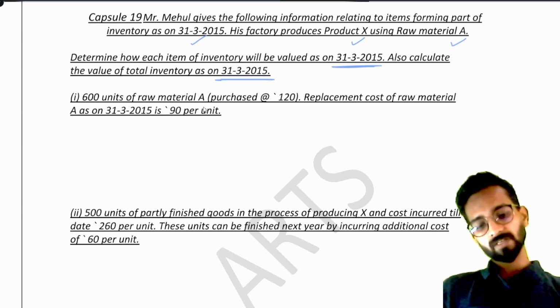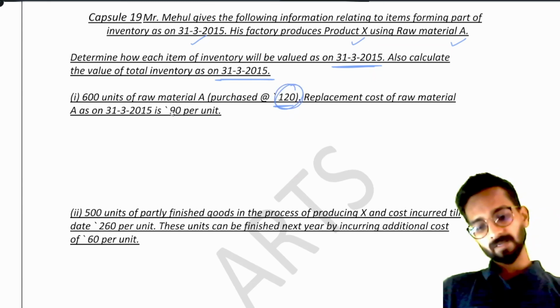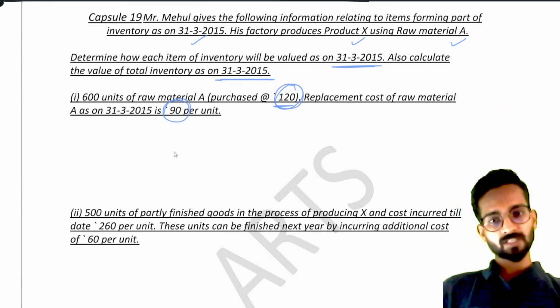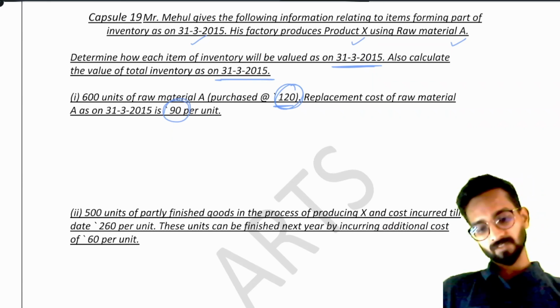600 units of raw material A purchased at rupees 120. Replacement cost of raw material A as on 31st March is 90 rupees per unit. See, this is the cost, this is the replacement cost. We already know cost or replacement cost, whichever is lower. In that case, remember, if we are selling the finished goods below cost, please go and check the formula for this.